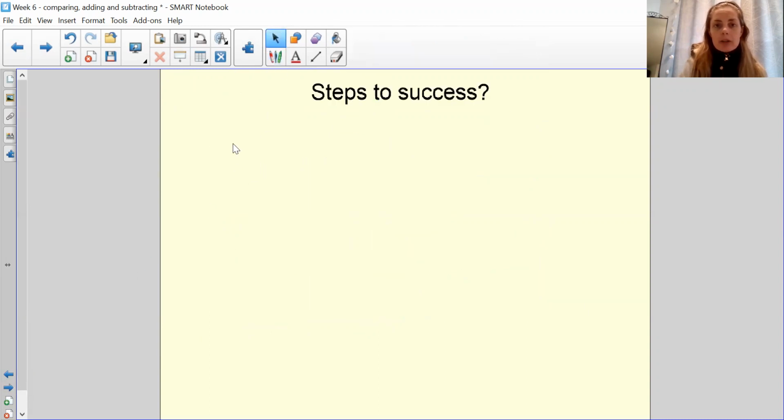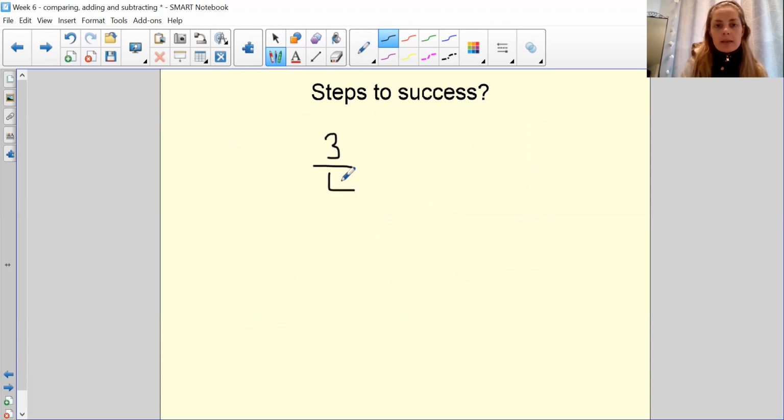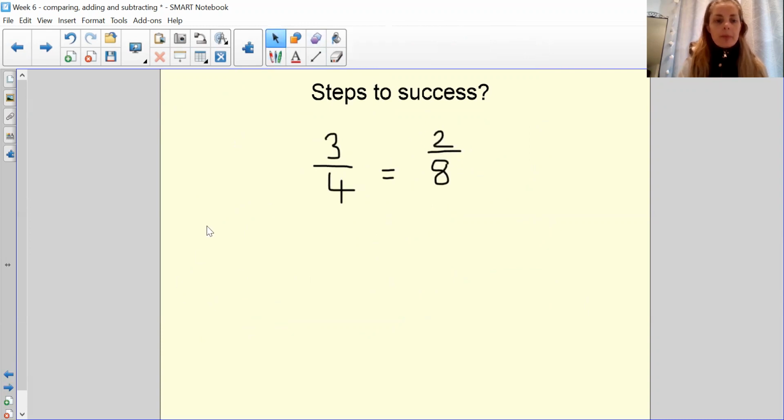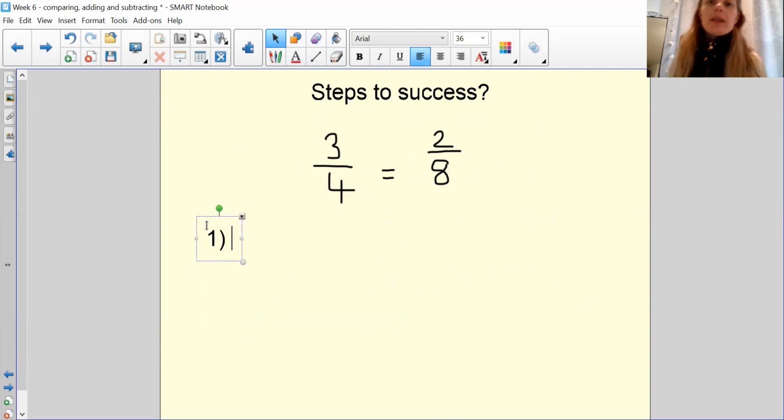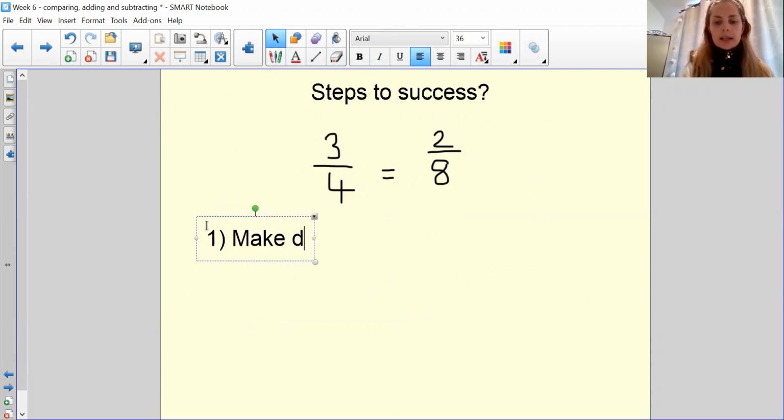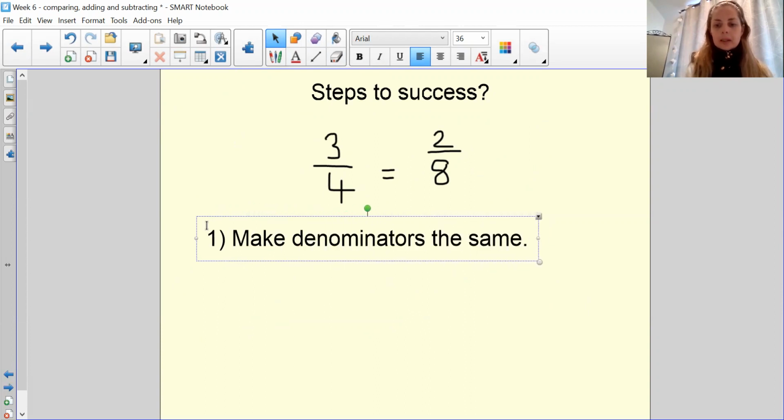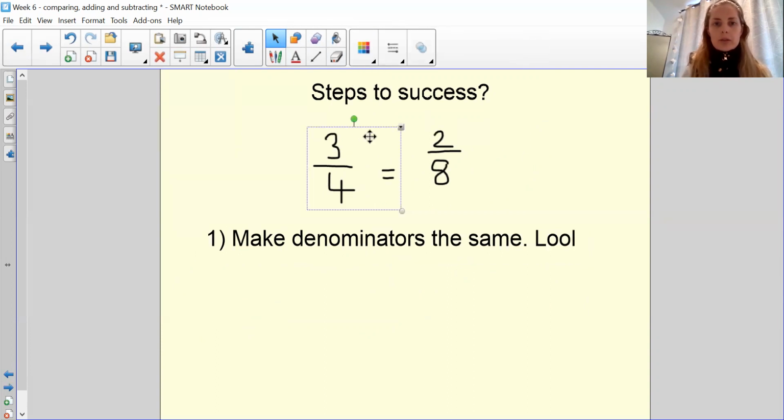Let's quickly go over those steps to success. So let's have a look. If I have, let's say, 3/4 minus 2/8. Right, step number 1. You tell me, what do you think step number 1 is going to be? Good. Make the denominators the same. How do I do that? Look, sorry, there should not be an equals to sign.